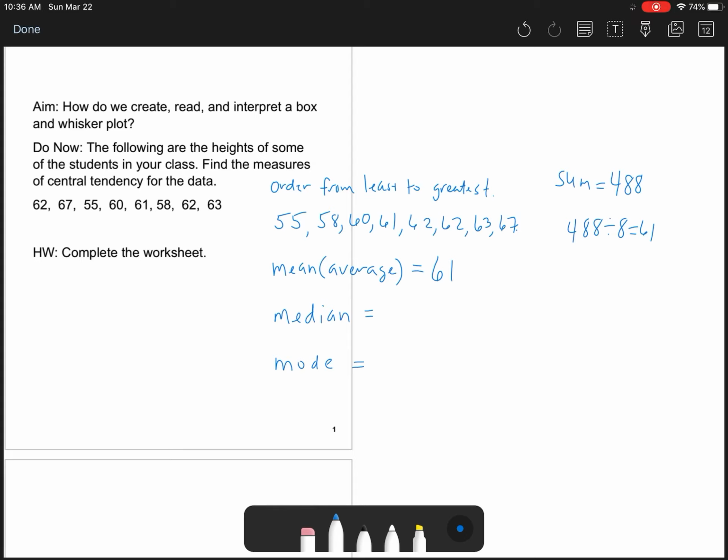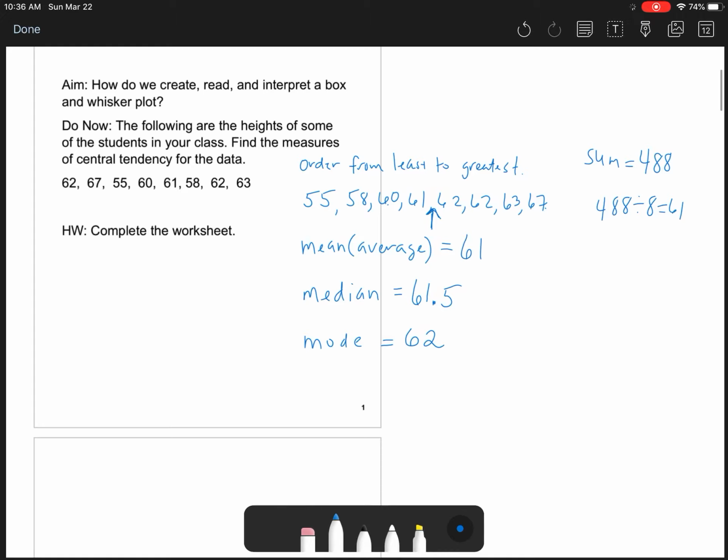Remember that the median is the middle number. So we have 8 numbers, 1, 2, 3, 4. And then that means that the median is going to fall in between 61 and 62. So you can find the average of those two numbers, or since they're just so close to each other, we know that right smack in the middle is going to be 61.5. And the mode is the number that occurs most frequently, which in this case is 62.